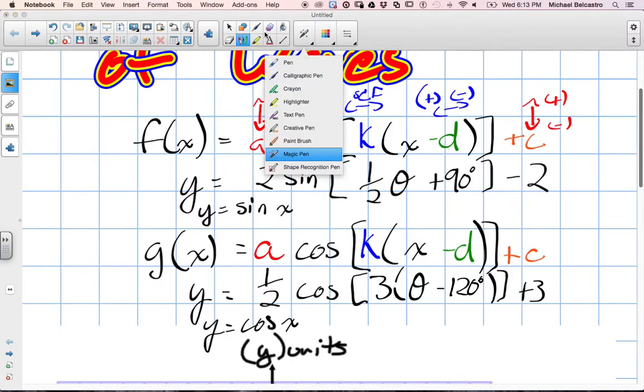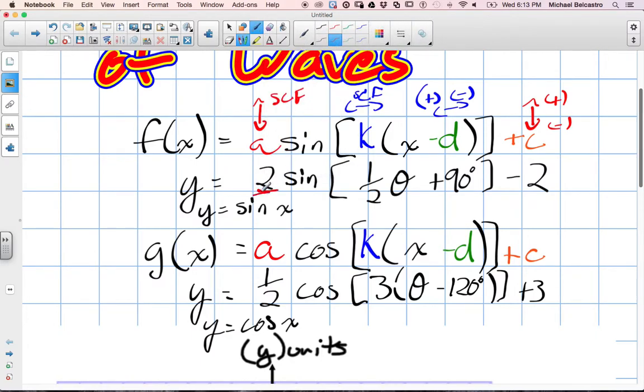Okay, so the first thing we need to do is take a look. Do we have all these values? And we do have an A value. Our A value is 2. Our K value we have, but it's not been common factored out. I know we use x here, but it's actually in front of the variable, which they call theta. What we need to do is common factor it out. And what that means is we have to take that 1/2 out of the theta and the 90.